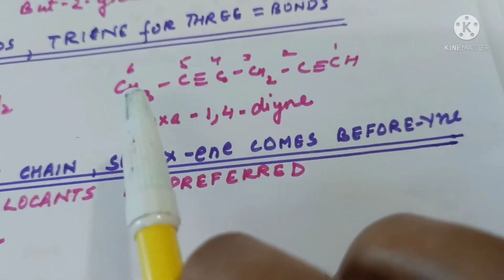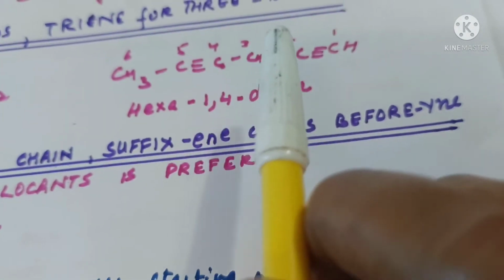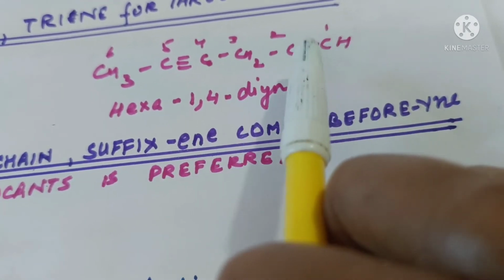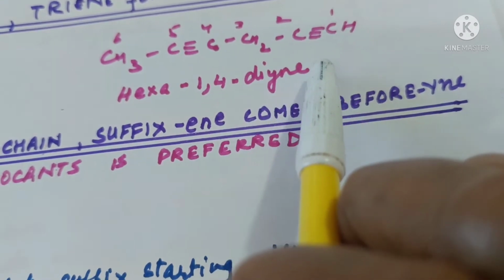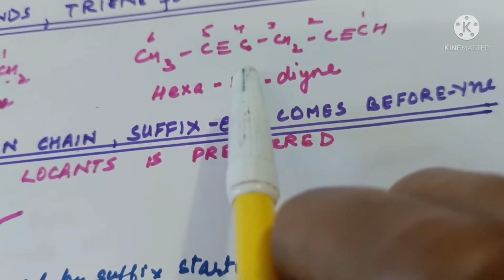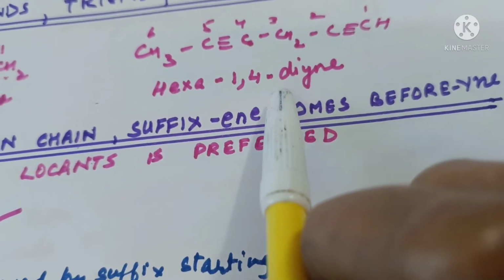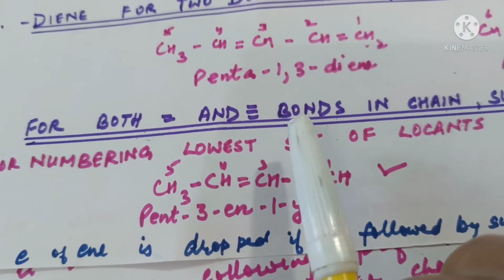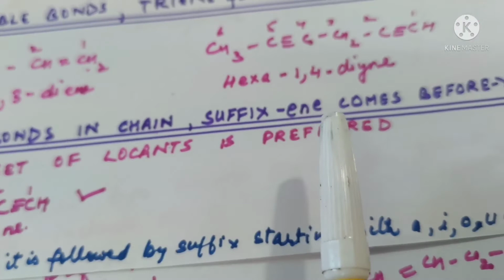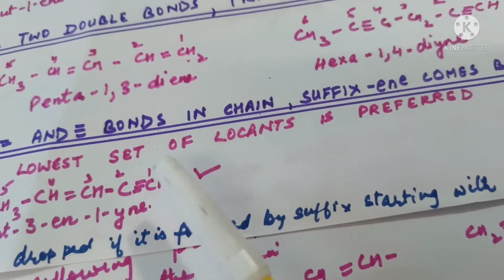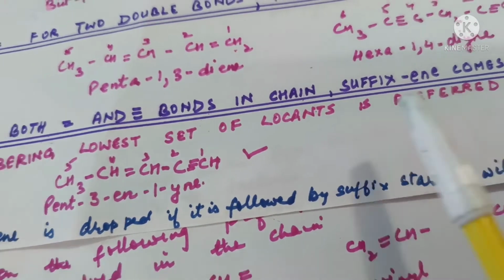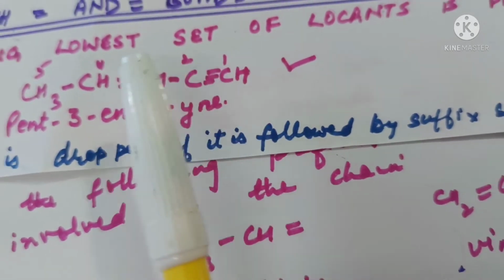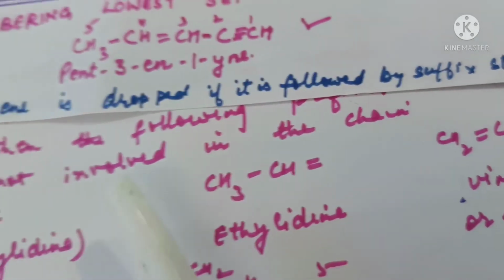Similarly, in this compound of 6 carbon atoms, the double bond is at position number 1 and at 4. So the name will be hexa-1,4-diene. The letter a is added just because the suffix that follows it starts with a consonant, not with a vowel. For both double and triple bonds in chain, the suffix ene comes before yne. So we will write the name by writing ene first and yne at the last. So the name will be pent-3-en-1-yne.